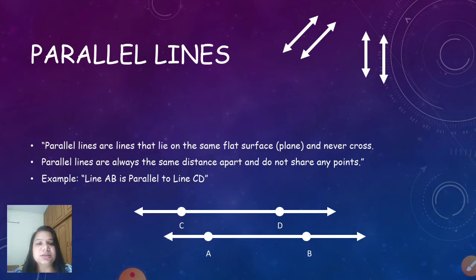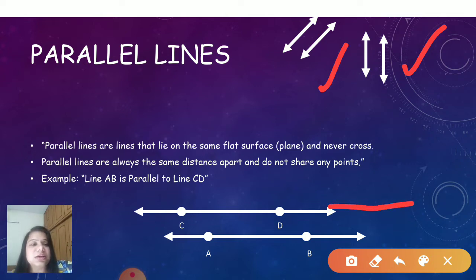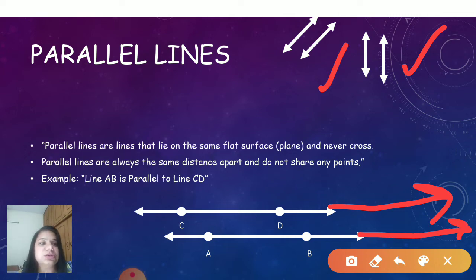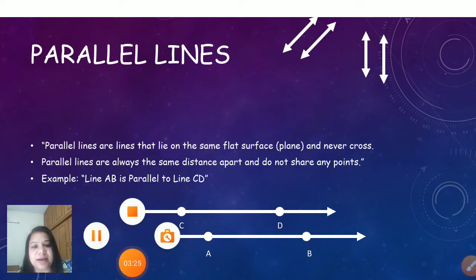So you can see the examples here. Line AB is parallel to line CD. There are some more examples here. You can check these two are also the parallel lines. You can check these two lines are never meeting each other. You can extend it on both sides here like this as you wish, but they will never meet each other. So these type of pair of lines are called parallel lines.